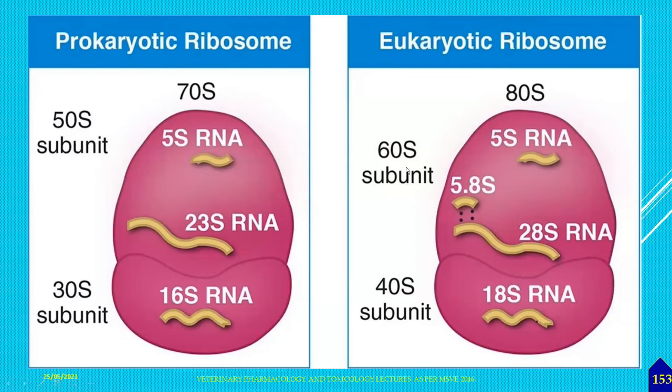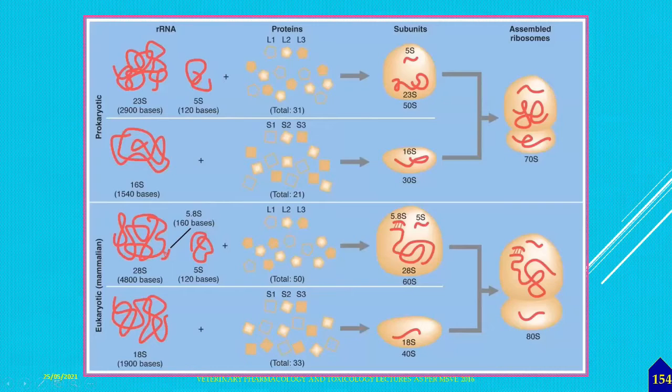So the reason the antimicrobial agents are not effective or not causing toxicity on eukaryotic ribosomes is that they have different subunits, especially the 60S and 40S. So hope you have understood. The 70S, 80S, 60S and 40S, 50S and 30S. That's the important difference. So this is the bacterial, that is prokaryotic, ribosome.